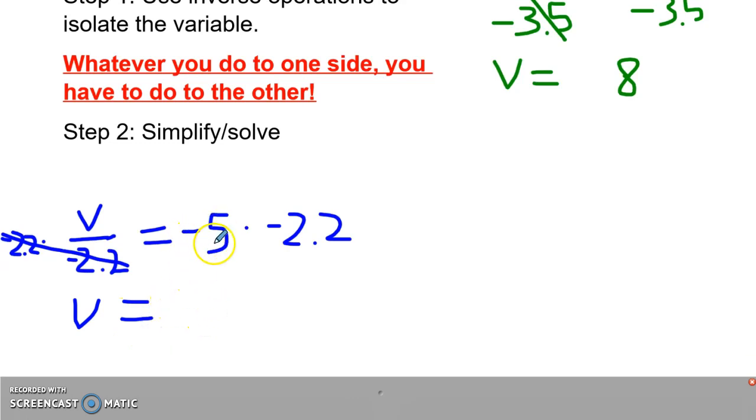And then I have a negative 5 times negative 2.2. A negative times a negative is going to be a positive. So I know I'm going to have a positive number at the end. 5 times 2 is going to be 10. And 5 times 0.2 is going to be one more. I have a decimal place, but because it becomes 10, my answer turns into 11. And that's it.